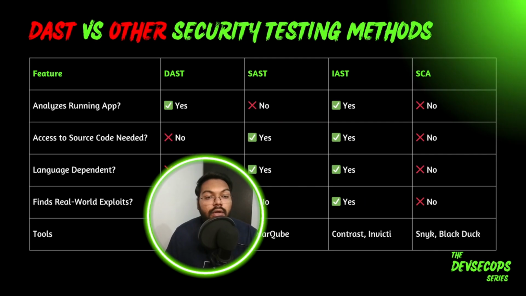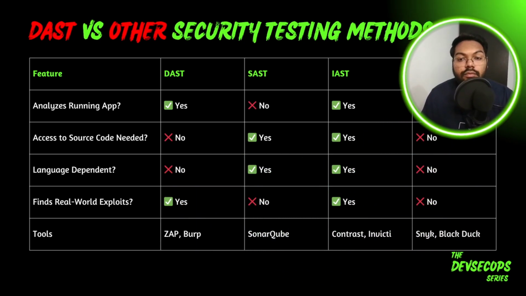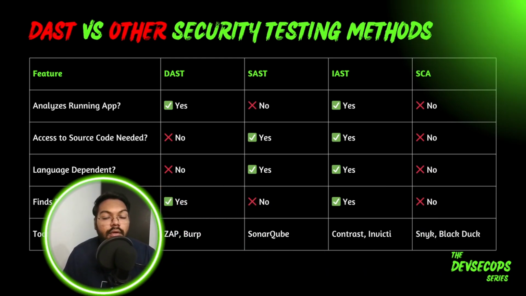And next is DAST versus other security tools. Let's see what we get over here. We will compare it against SAST, IAST, and SCA, as you already know what we are doing. IAST is Interactive Application Security Testing. We are going to see IAST in some future videos, wherein we will talk about what it is and which vendors provide IAST capabilities.